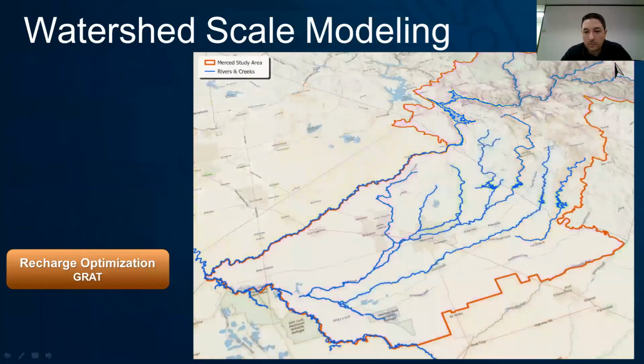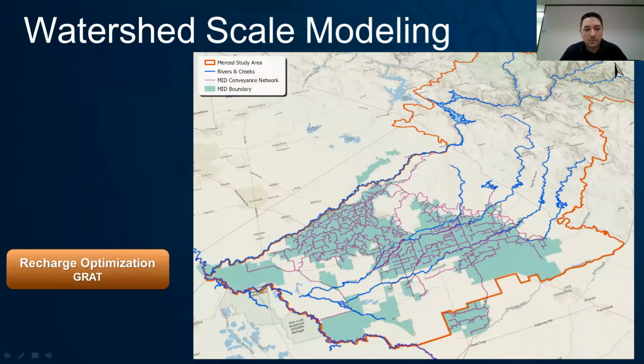We'll zoom in to the lower part of the basin here. So the GRAT is a really cool model. These are all really cool models, but this one especially for recharge optimization. I'm going to try to make sure I get this right. So this model uses information like the conveyance network, the conveyance capacity. So here in the purple lines, this is the MID conveyance network through the Merced subbasin, and then the bluish green is the district boundary for MID. So that's an input into the GRAT model. It looks at things like bottlenecks, the capacities of laterals, where it goes spatially.